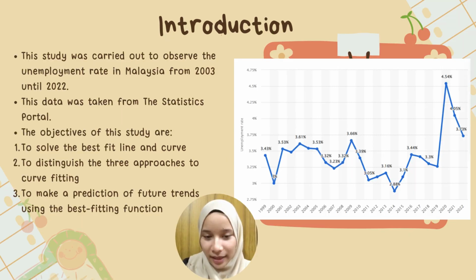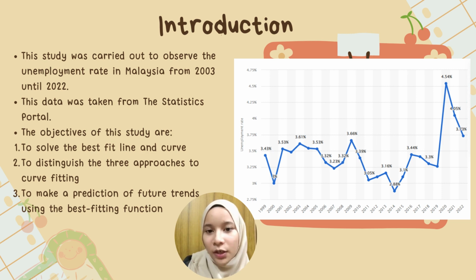For this assignment, we decided to observe the unemployment rate in Malaysia. This data was taken from the statistic portal. The objectives of this study are: the first one, to solve the best fit line and curve; the second one, to distinguish the three approaches to curve fitting; and the last one, to make a prediction of future trends using the best fitting function. This figure represents the data from the website for the unemployment rate in Malaysia from 1999 to 2022.